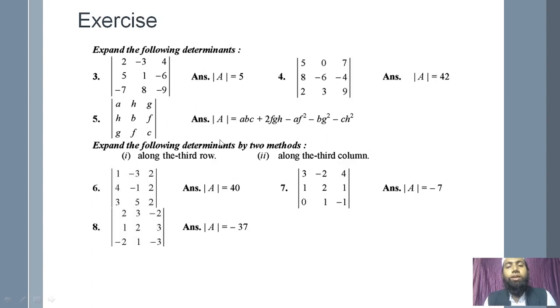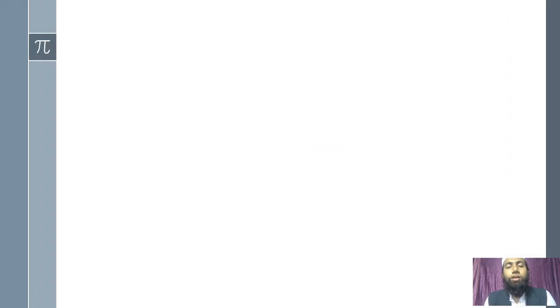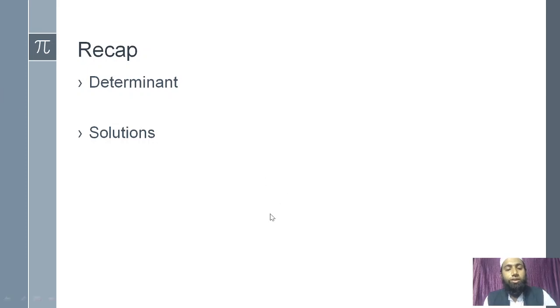So let us recall what we have studied already. First of all, the value of the determinant, how to calculate it, and how to calculate the values with the help of minors and with the help of cofactors, and some examples we have already taken. So this is the way to calculate the determinant.